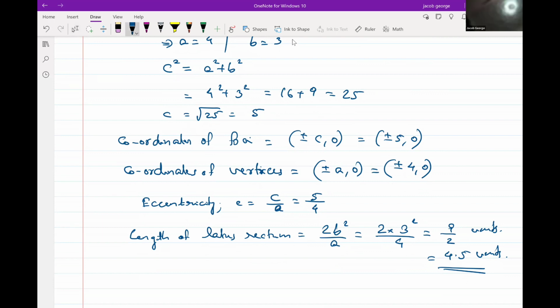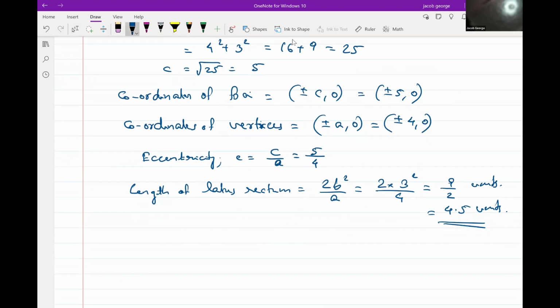Similar question, second one. Y square by 9 minus x square by 27 is equal to 1. Is this type 1 or type 2? Any student can answer. Type 2. All of you got the idea clear. When y comes first, it is type 2 hyperbola.